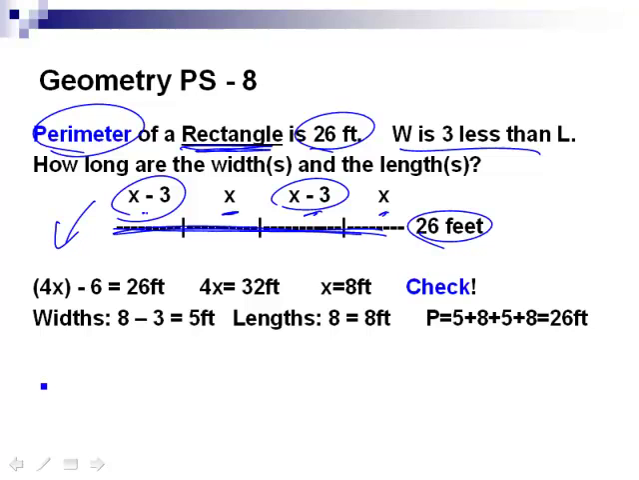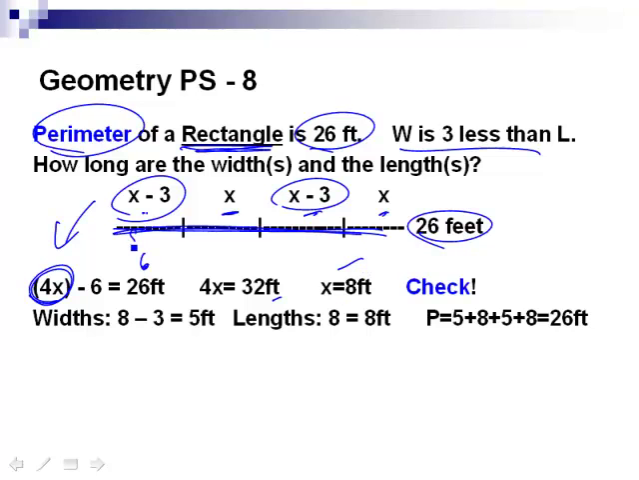All right, now here we've got 4x minus 6, combining all the terms in our image. Now, what can I subtract 6 from and get 26? That would be 32. So that means x is 8.